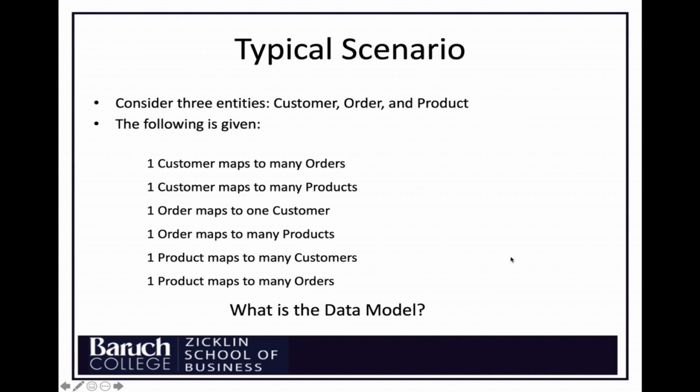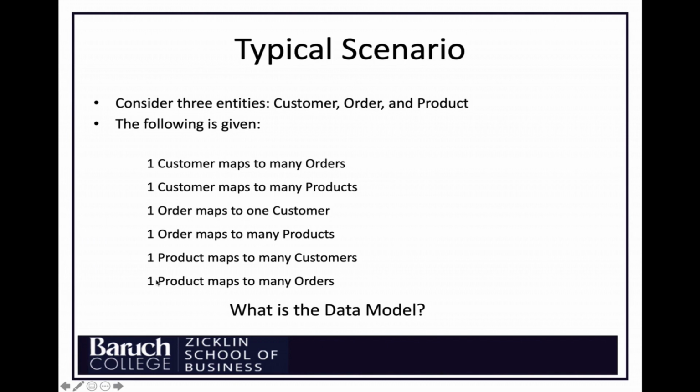So what kind of relationships might exist? Let's say we're talking about customers and orders and products. We can have one-to-many. A customer can have many orders. We can have one-to-one. An order is only mapping to one customer for sure. Or we can have an order that has more than one customer in it.